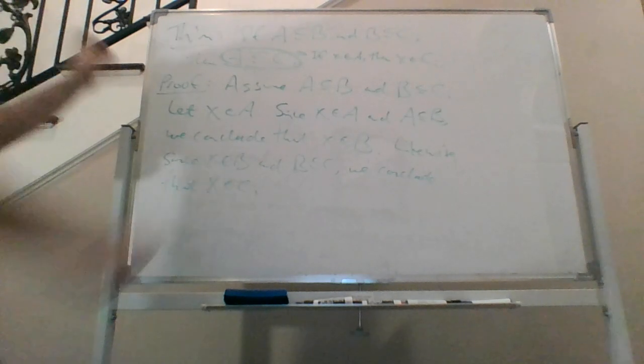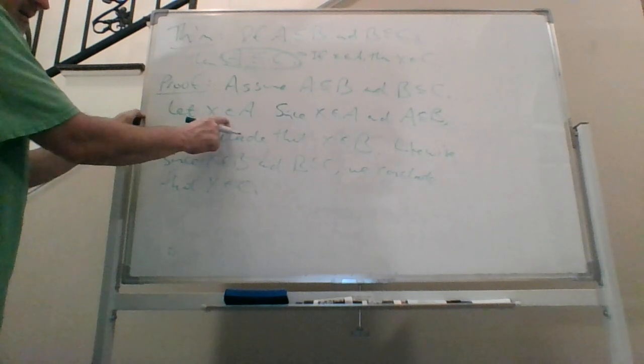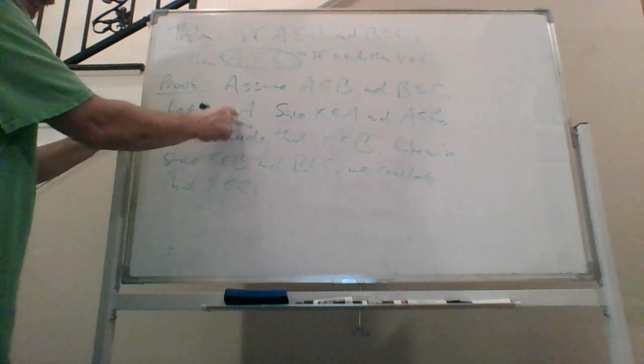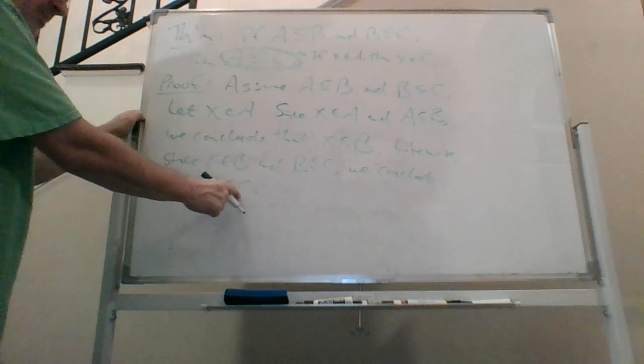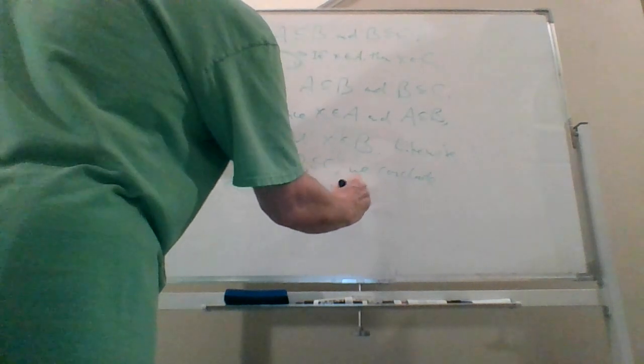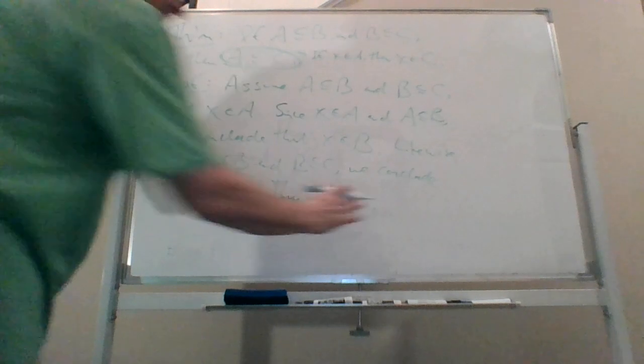So notice what we did here. We started with X is in A. We got that X is in C. Well, if something is in A and we showed it has to be in C, what does that mean? Thus, A is a subset of C.